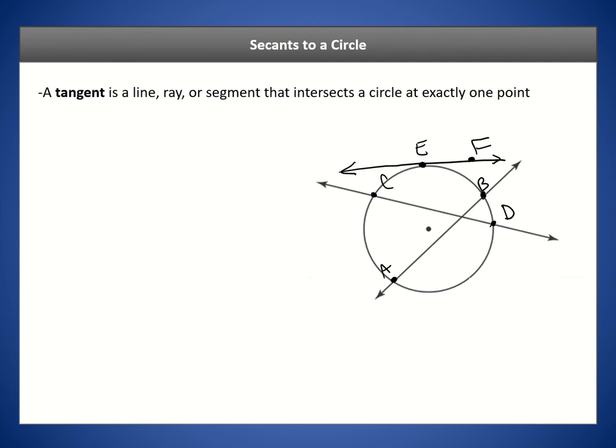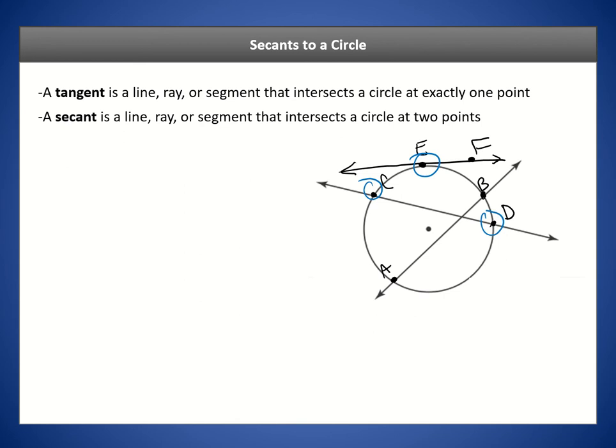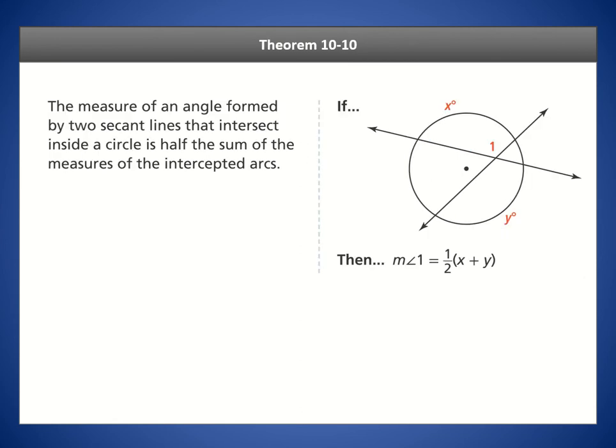Well, first, remember that in a previous lesson, we talked about tangent lines. A tangent is a line, ray, or segment that intersects a circle at exactly one point. For example, point E here for a tangent line EF. A secant line, however, is a line, ray, or segment that intersects a circle at 2 points. So for example, EF is a tangent line crossing at point E. AB and CD are secant lines crossing at CD and AB.